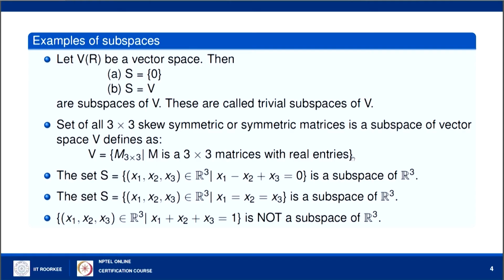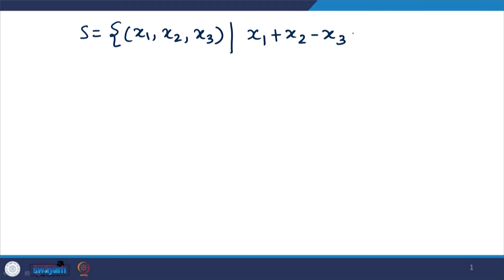So, we are saying that the set S, which is having elements (x1, x2, x3) such that x1 plus x2 minus x3 equals 0, these belong to R3, is a subspace of R3.